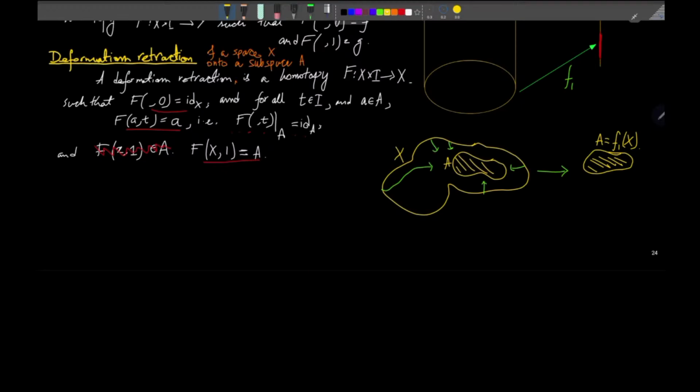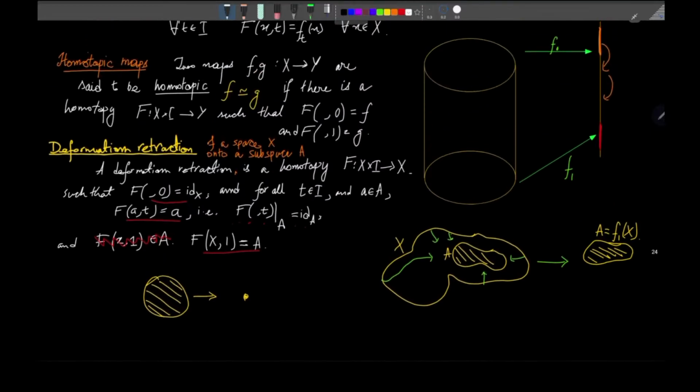You can of course deform some spaces to a single point. So let's say you have a space like this, which is basically a disk, and you can retract it to just a single point, like this.